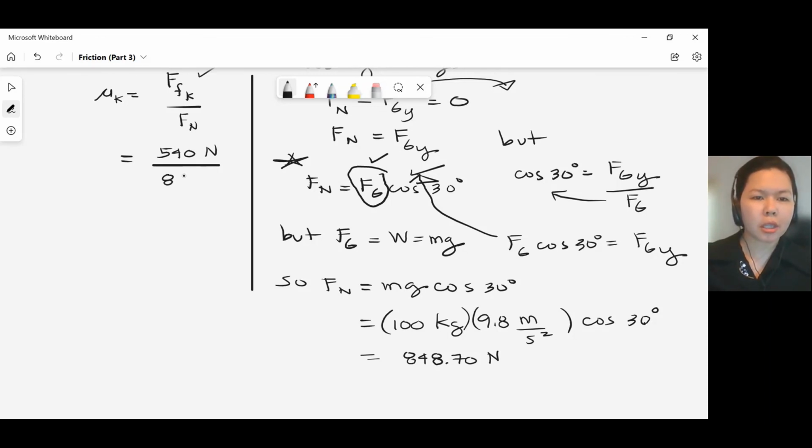So that's our Fn. Substitute it here, 848.70 newtons. So divide 540 by 848.7. Newton over Newton cancels. Mu k is now 0.64.